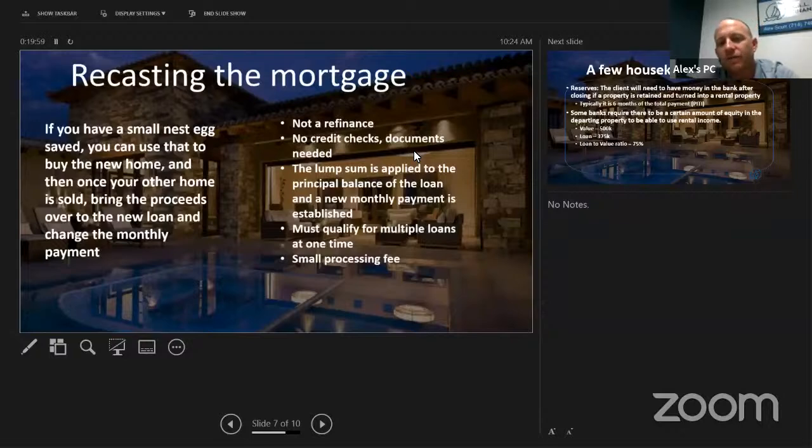Yeah, it's only about 150 bucks, small processing fee. It's only somewhere between $150 and $200 to do that, just to do the paperwork.